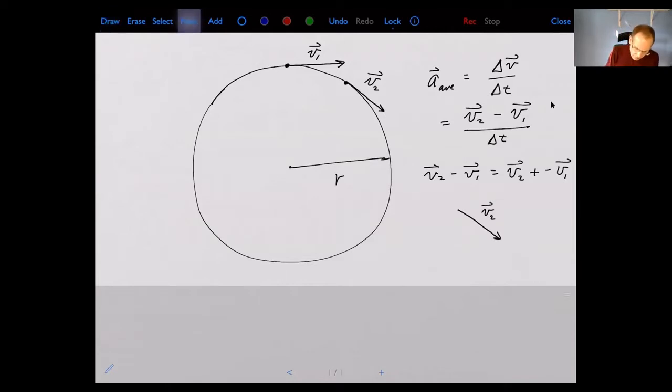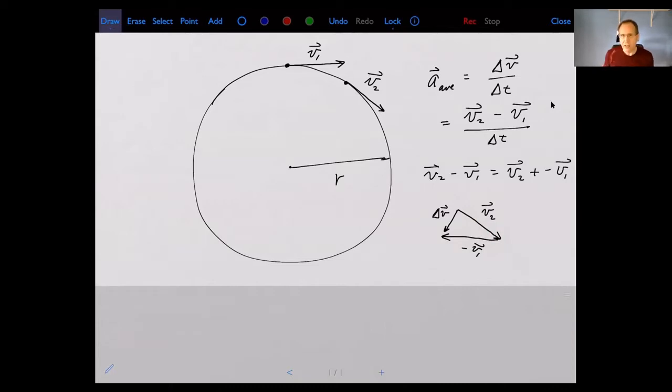v1 was up here, right? So negative v1 is going to be the same length, but in the opposite direction. If I add negative v1 to v2, then I want the tail of negative v1 to be at the tip of v2. So it looks like this. This is really negative v1. So I'm adding here, right? This is v2 plus negative v1, and that result is going to be delta v. That's my change in velocity. So it's in that direction.